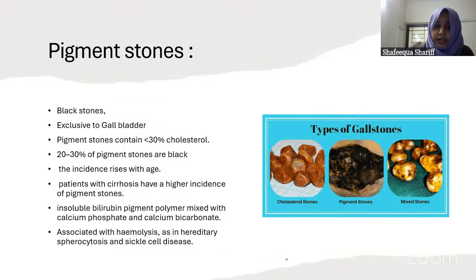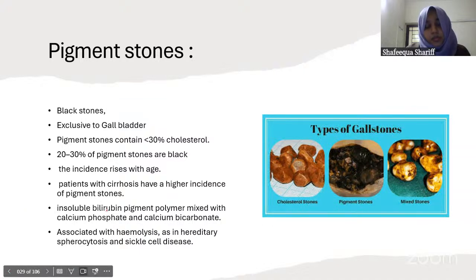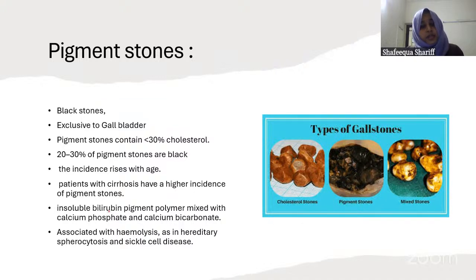And so how it happens is insoluble bilirubin. It happens mainly in hemolytic situations like hereditary spherocytosis and sickle cell. Whenever there's increased hemolysis, I've already told you that there's a lot of bilirubin that gets secreted. Because it is unconjugated bilirubin, only a certain amount will get conjugated in the liver. But when there is excess, the insoluble bilirubin that results mixes with the pigment polymer, the calcium phosphate and calcium bicarbonate, and that forms the black colored pigment stones.